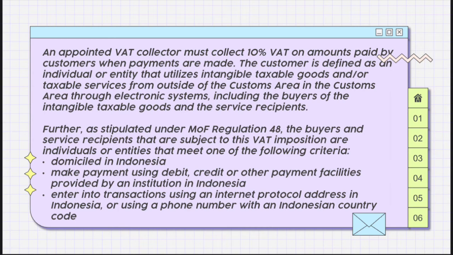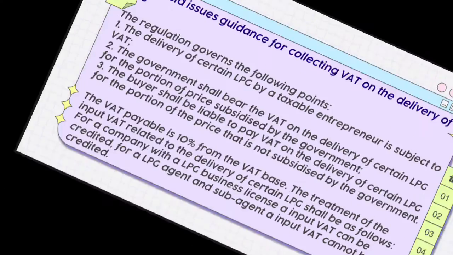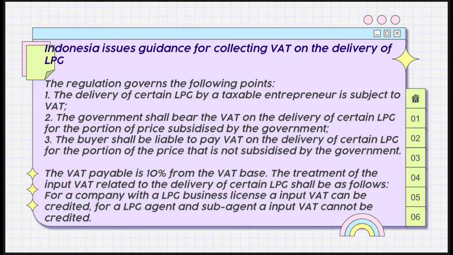Further, as stipulated under MOF Regulation 48, the buyers and service recipients that are subject to this VAT imposition are individuals or entities that meet one of the following criteria. The first one is domiciled in Indonesia. The second one, make payment using debit, credit, or other payment facilities provided by an institution in Indonesia. The third one is enter into transactions using an internet protocol address in Indonesia or using a phone number with an Indonesian country code. Now I'm going to continue.